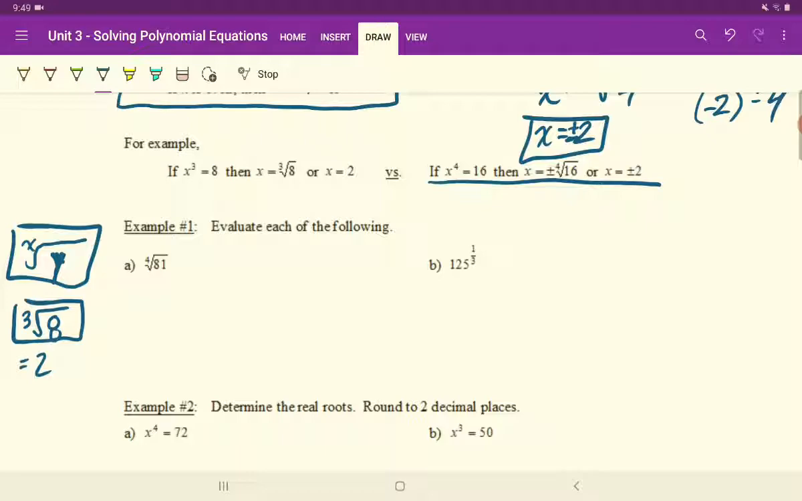All right, so let's do the fourth root of 81. Once you've done that, I can tell you that it's 3.